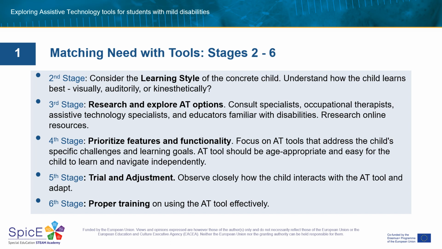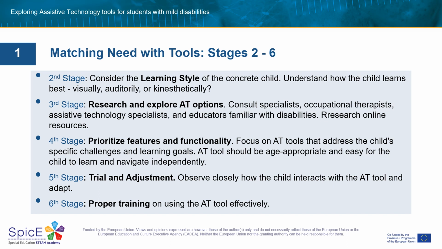The fourth stage is to prioritize features and functionality. Focus on assistive technology tools that address the child's specific challenges and learning goals. For example, a student with reading difficulties may need a text-to-speech tool with specific features like adjustable reading speed and font customization. Do not forget to consider ease of use, as the assistive technology tool should be age appropriate and easy for the child to learn and navigate independently.